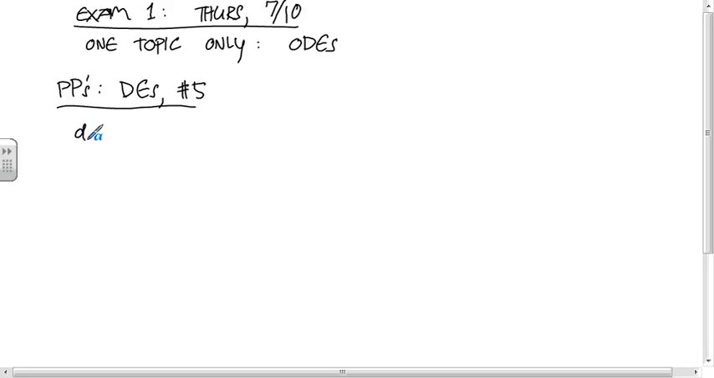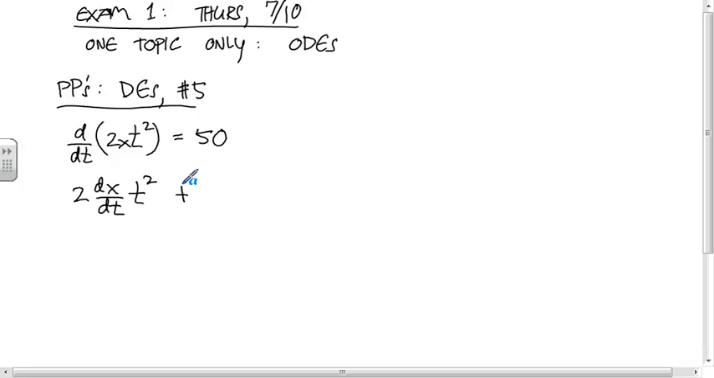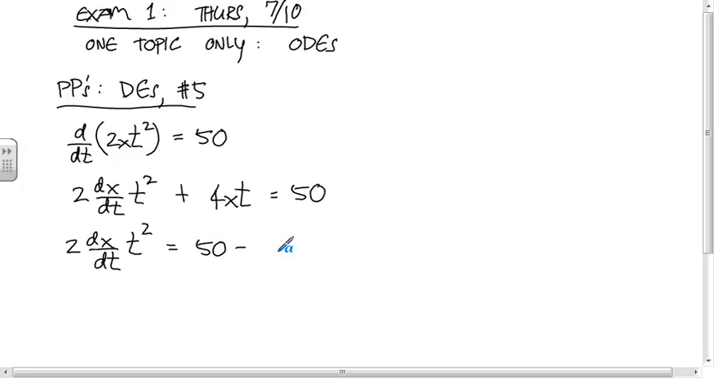Okay, so number five, the question is d/dt of the quantity 2xt squared is equal to 50. You could use the product rule on this, and you get 2 dx/dt times t squared plus 2x times 2t, so 4xt, is equal to 50. You get 2 dx/dt t squared is equal to 50 minus 4xt.